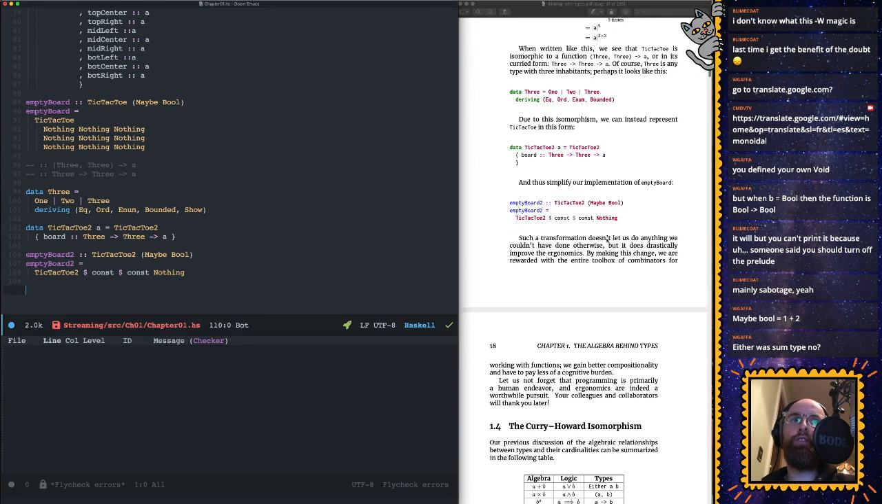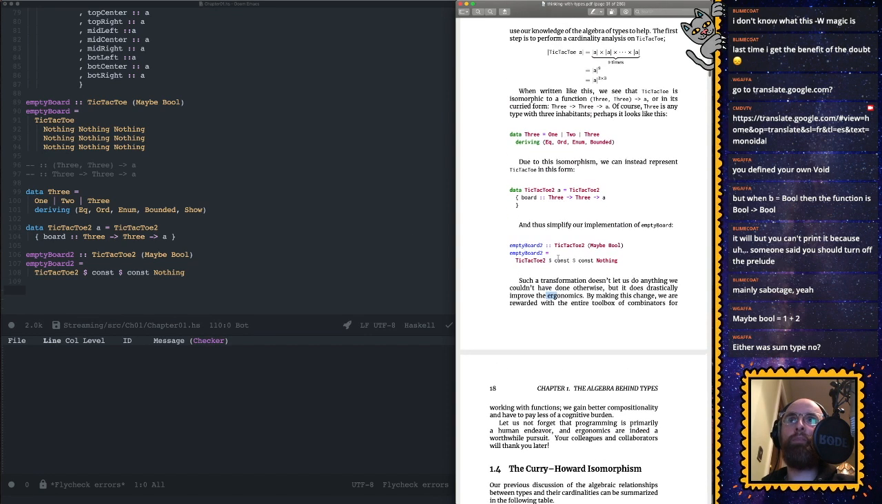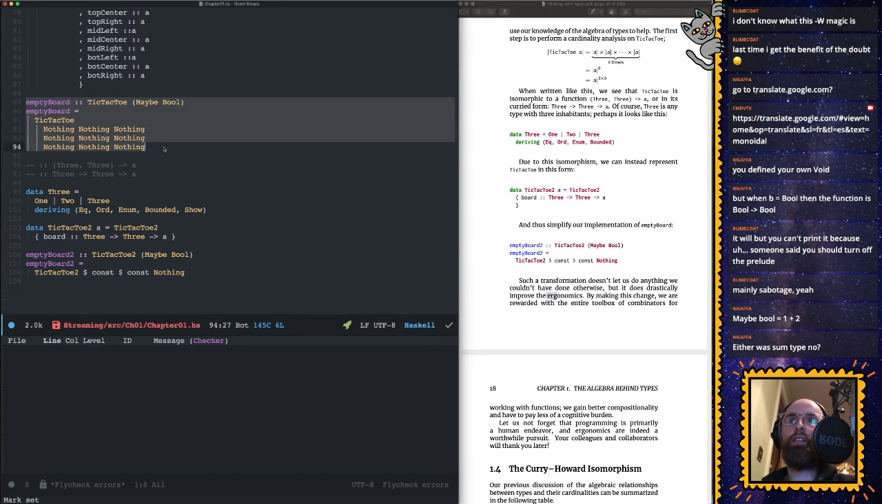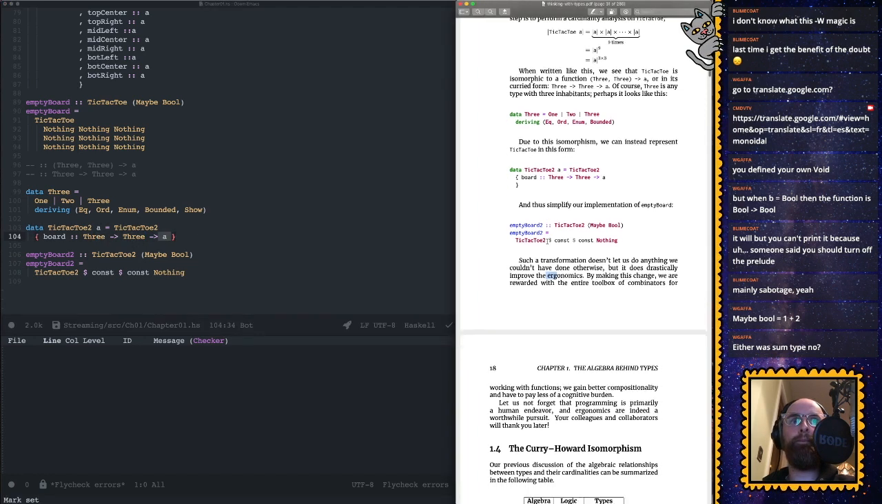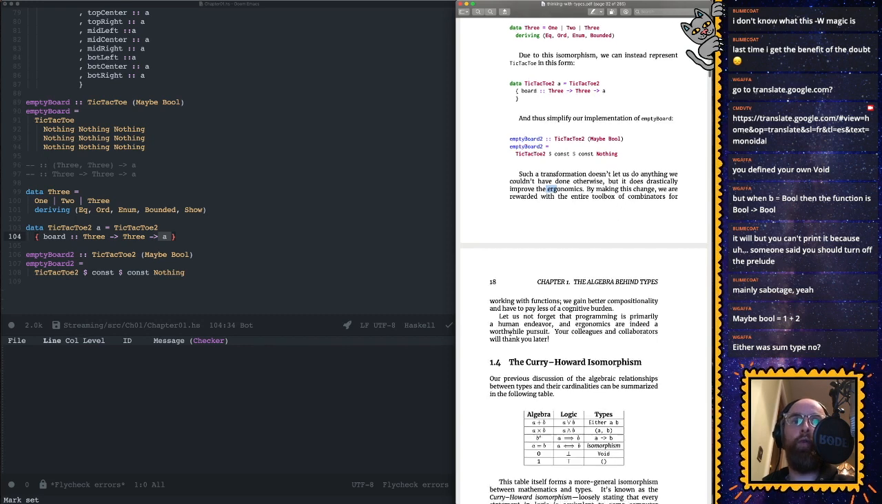Such a transformation doesn't let us do anything we couldn't have done otherwise, but it does drastically improve the ergonomics. Yeah, so if we compare that with this, I mean, clearly we know which one we'd rather use. Yeah, it's exactly the same functionality, but instead of passing each individual value, we're passing these two threes, these functions, into an A. Okay.